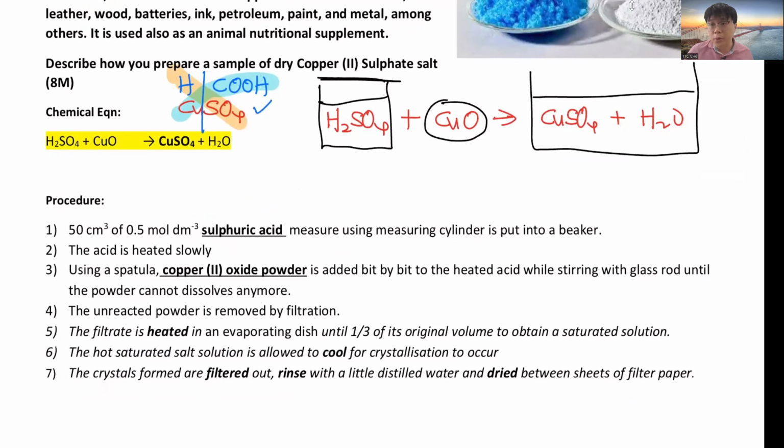So the first step, you will need to add the sulfuric acid into a measuring cylinder and then put it inside a beaker. Then you have to heat the acid.